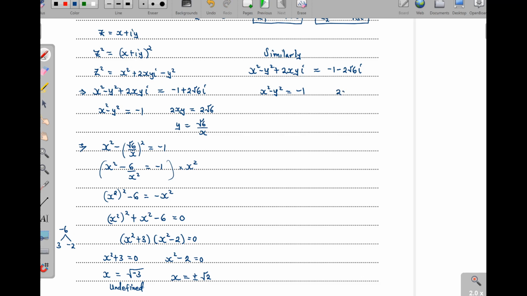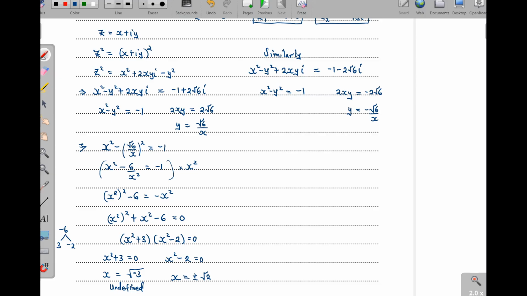Then we also have 2xy is equal to -2 root of 6. And then x becomes negative root. No, I mean y. Y becomes negative root of 6 out of what? Out of x. You see that?